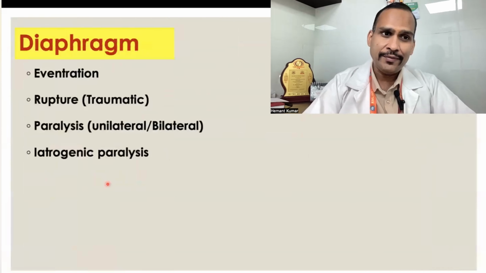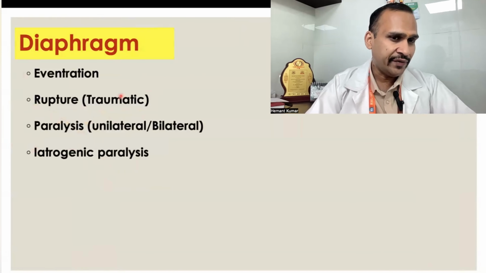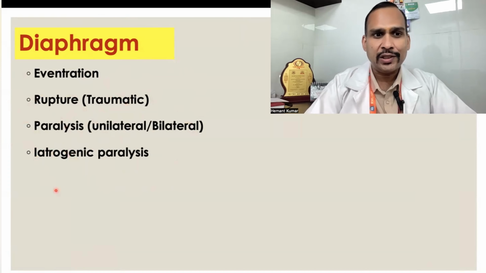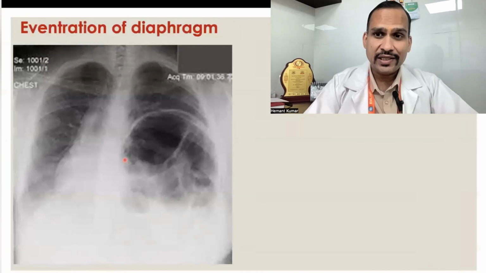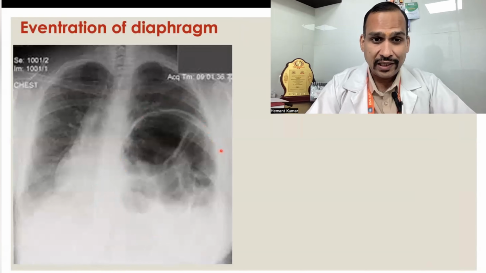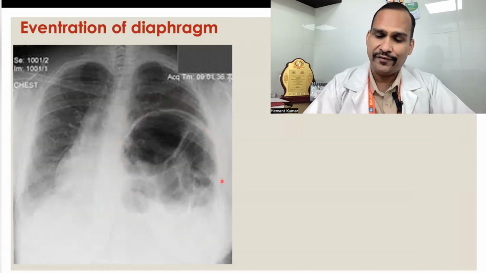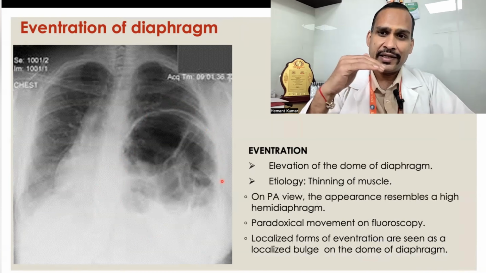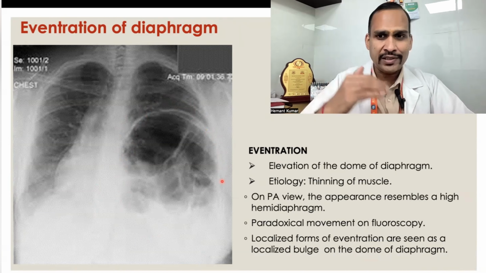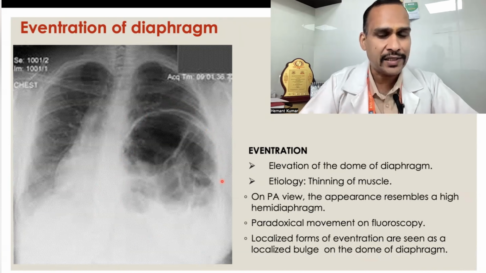So, in diaphragm, we will see eventration and paralysis of diaphragm. It may be idiopathic or it may be iatrogenic. If you see this X-ray, you can see there is elevation of the left side of diaphragm. Elevation of diaphragm means either it is eventration or paralysis of diaphragm because of phrenic nerve palsy.